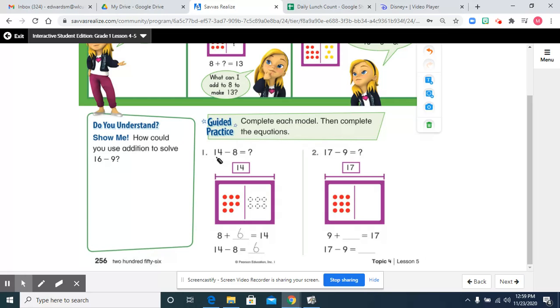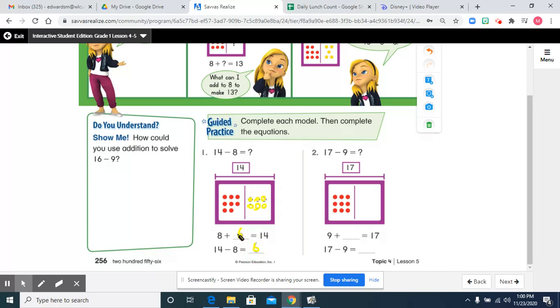Okay, so our equation was 14 minus 8 equals blank. Now, they knew that 14 was the bigger number, so they put that as the whole box. And one of our parts was 8, and they have 8 red counters here. Okay, now, the book gives us the answer for this one. They found out that 8 plus 1, 2, 3, 4, 5, 6 will equal our whole, which is 14. So 8 plus 6, trace it, equals 14, and 14 minus 8 equals 6.